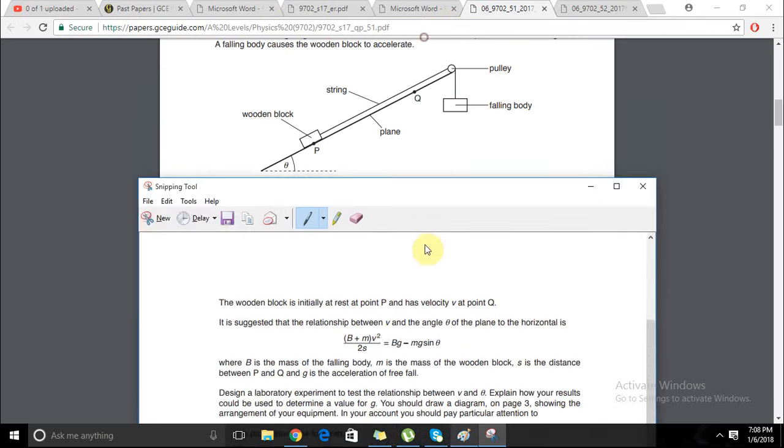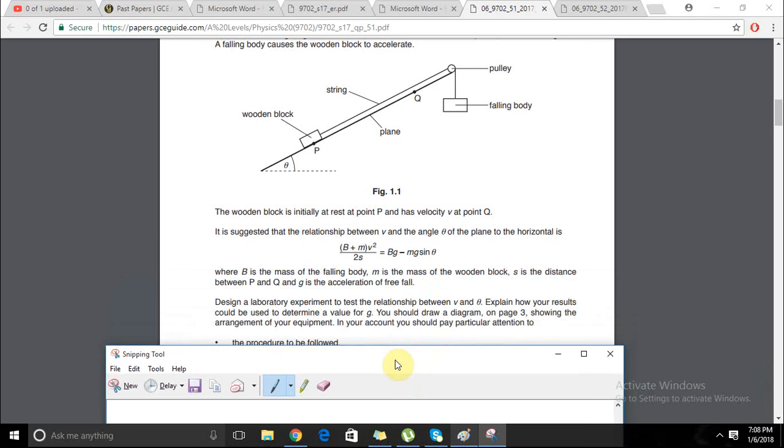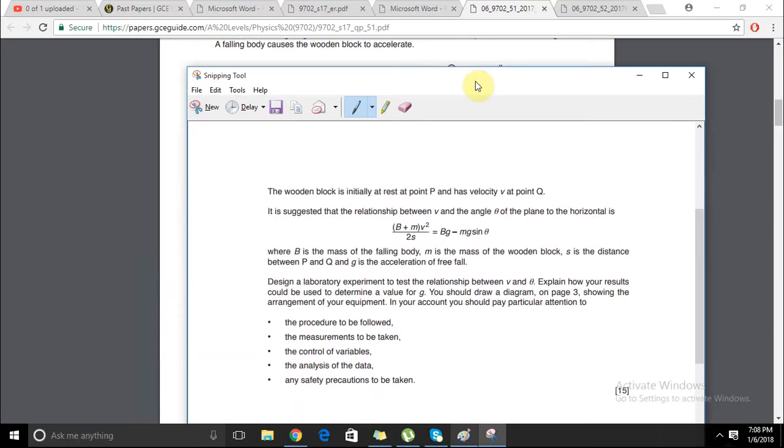So what is B? B is the mass of the falling body, and M is the mass of the wooden block, and they have to be standard, meaning they have to be the same. The mass has to be the same in every repetition, and you actually need to know the value of the mass, and you have to use an electronic balance to get the value.